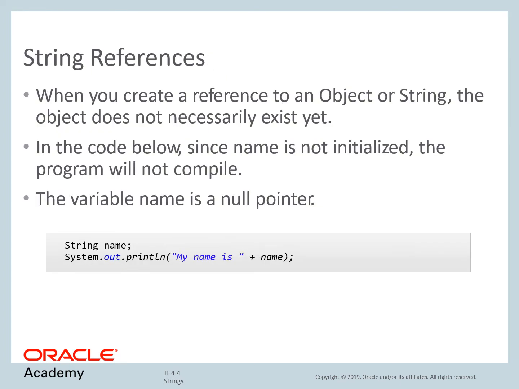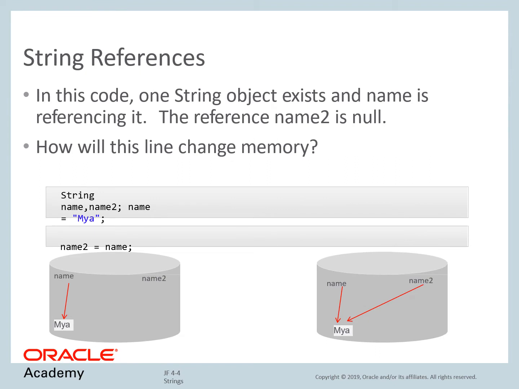When you create a reference to an object or string, the object does not necessarily exist yet. In the code below, since name is not initialized, the program will not compile. The variable name is a null pointer. In this code, one string object exists and name is referencing it. The reference name too is null.